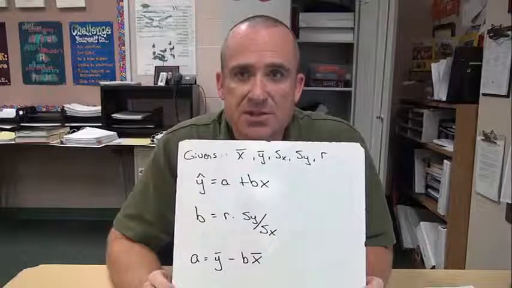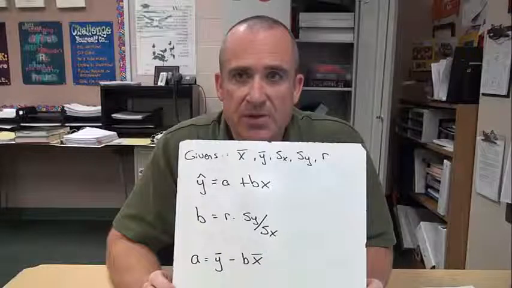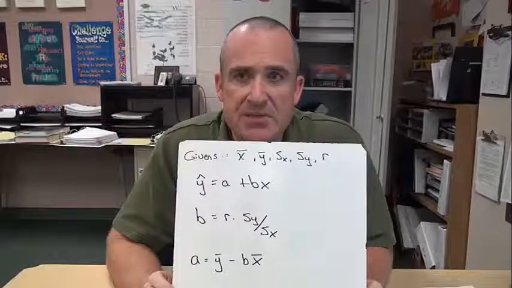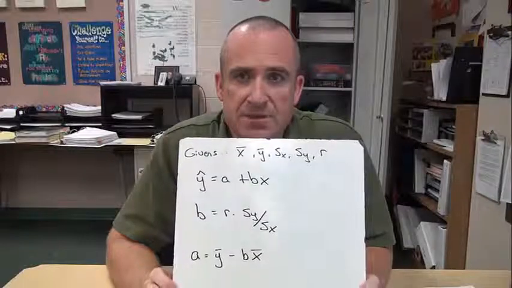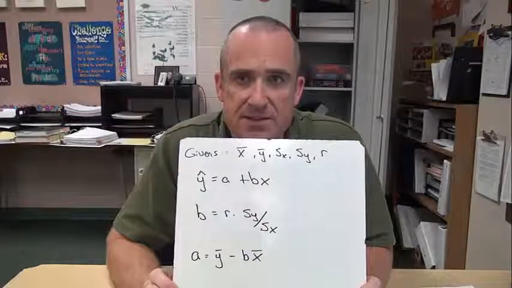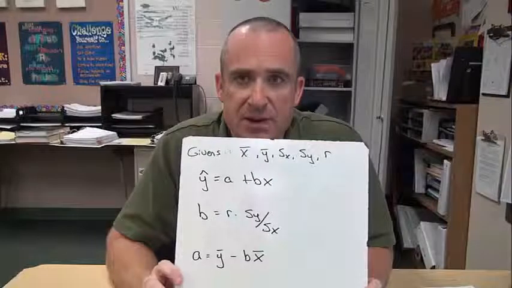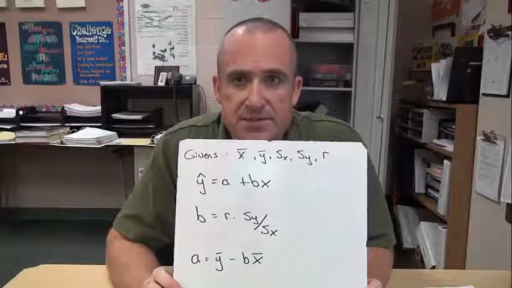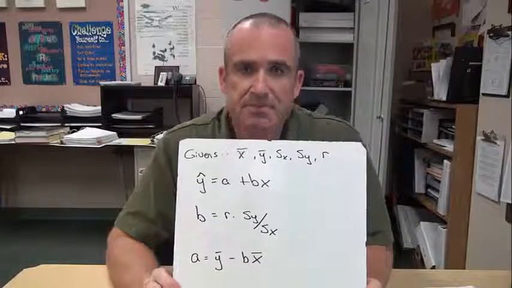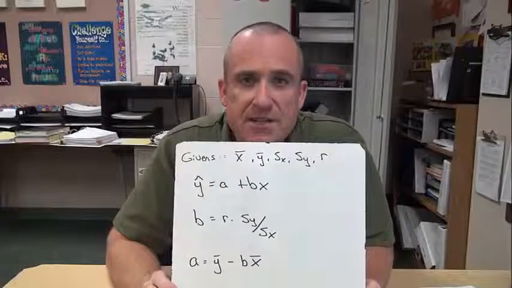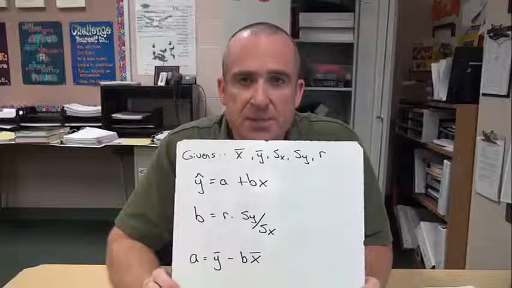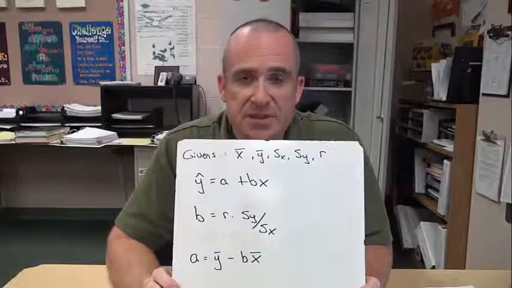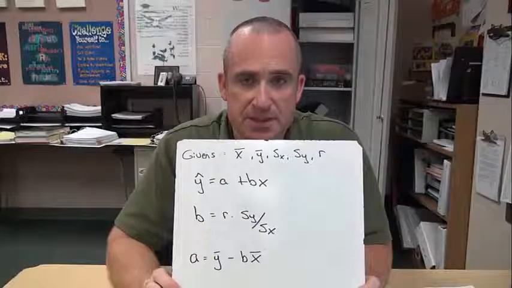So there are some equations there that you should write down. Y hat equals a plus bx, where b is given to you by r times sy divided by sx. And then you can see down at the bottom that a is given to you by y bar minus b times x bar. Once you've written those things down, then you can use those equations to help you figure out what the line of best fit is for that particular set of data.